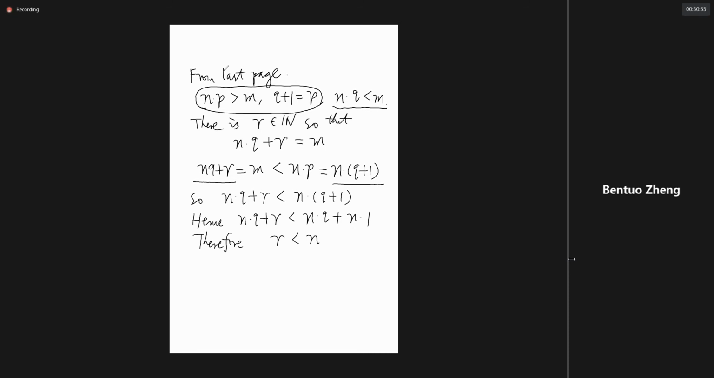Okay. So any questions about this proof? This is the first abstract proof you've ever seen. So if you have any confusion, please ask.